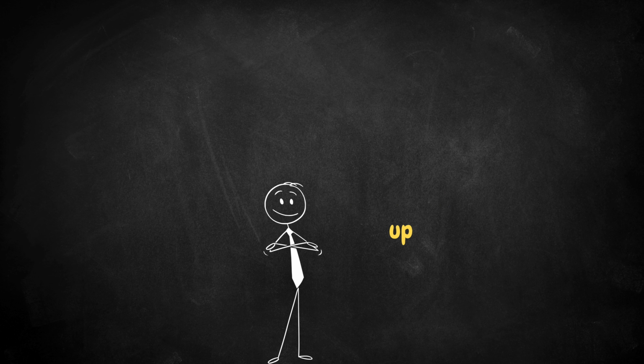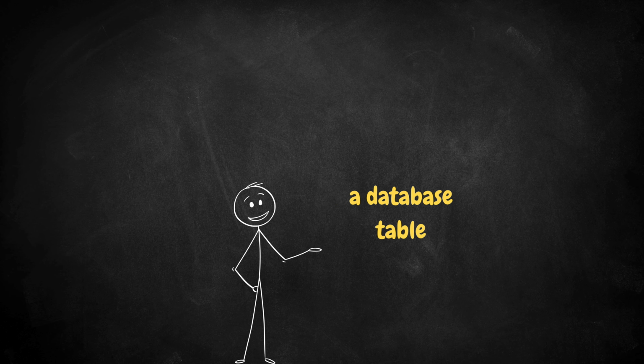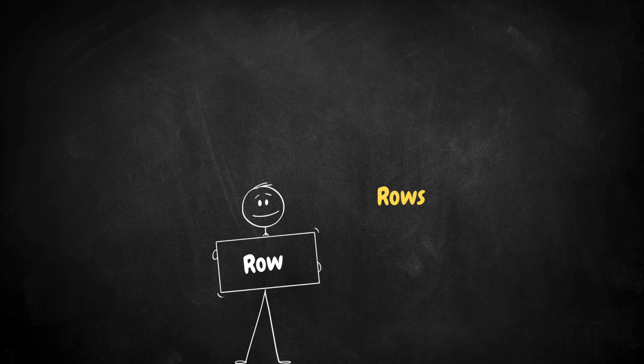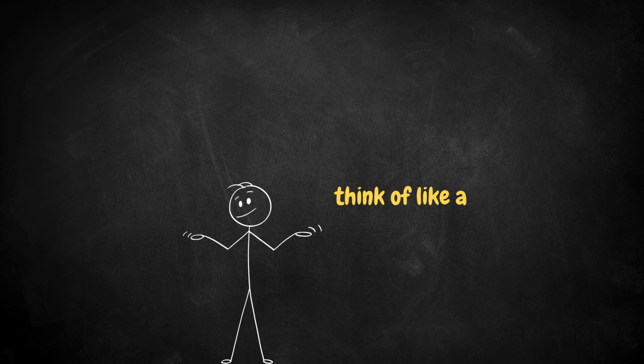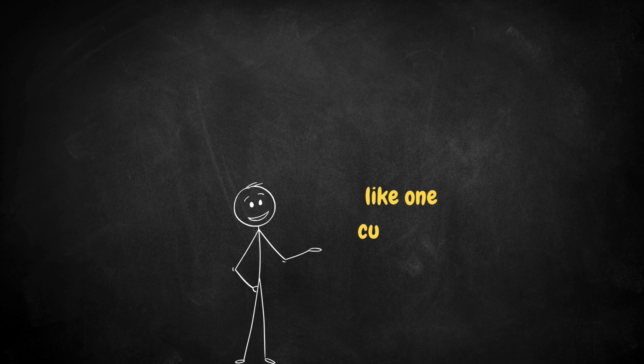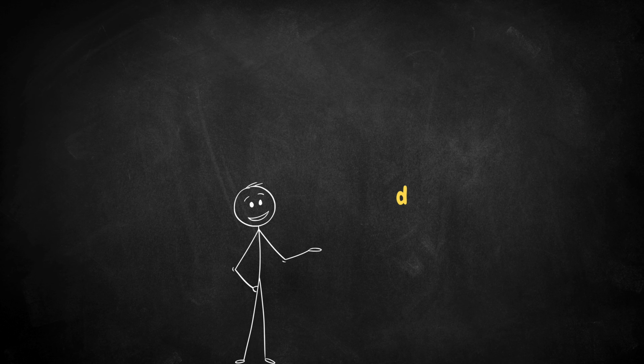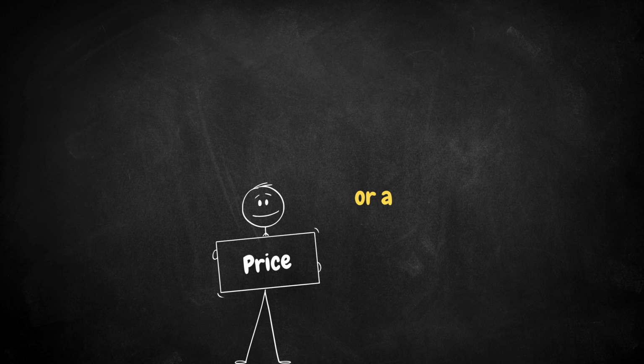Before we wrap up, can you explain what exactly is inside a database table? Sure. A database table is made out of rows and columns. Think of it like a spreadsheet. Each row is a single record, like one customer or one book. Each column is a field, like a name, email, or a price.